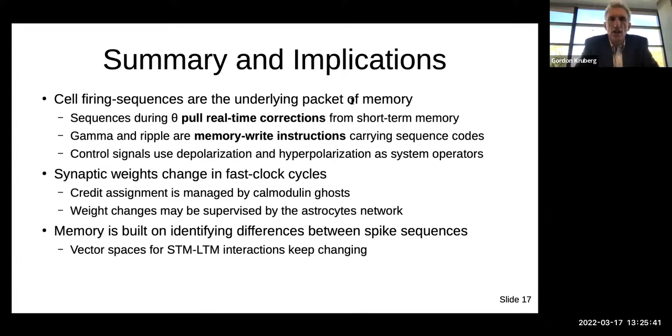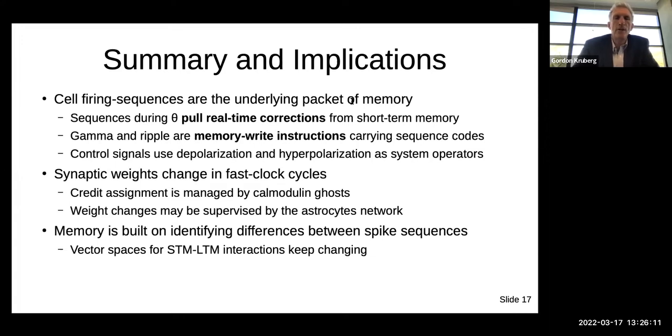Synaptic weights change during these fast clock cycles, credit assignment is managed by calmodulin ghosting, and weight changes may be supervised by the astrocyte network. I want to highlight that the importance of this is that it presents an opportunity to have the network management of a neural net be done by a physically and logically orthogonal system to the network itself.